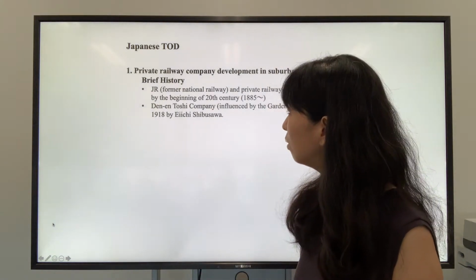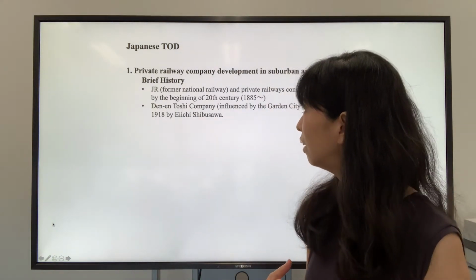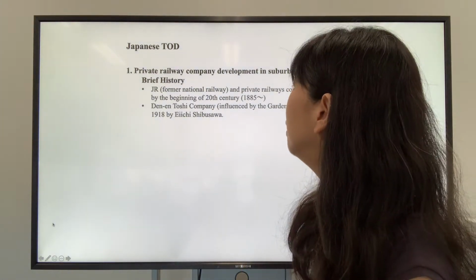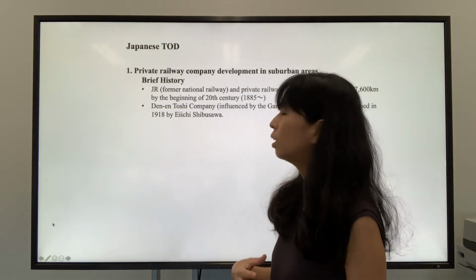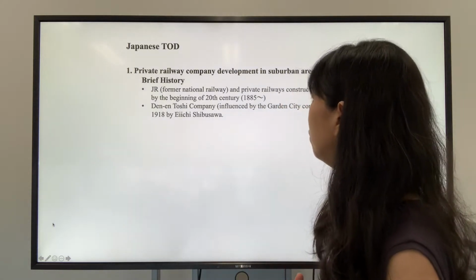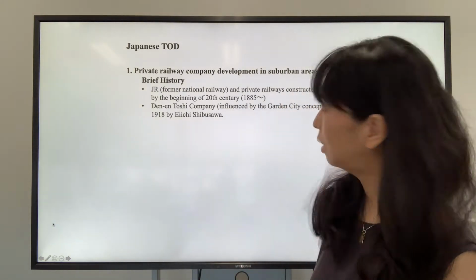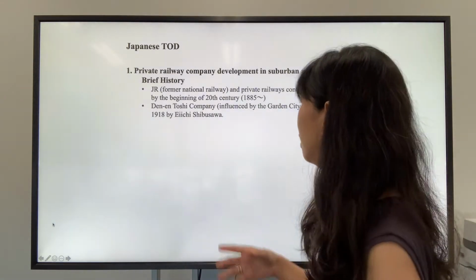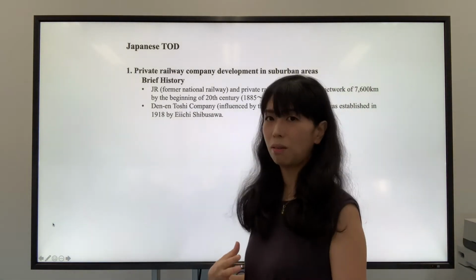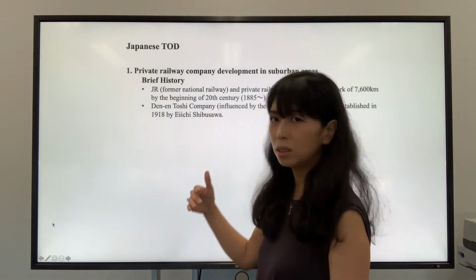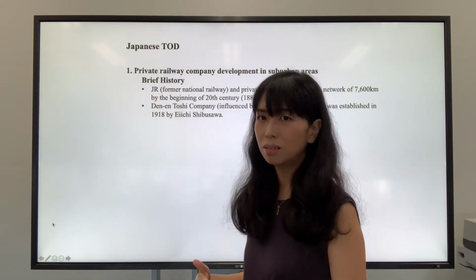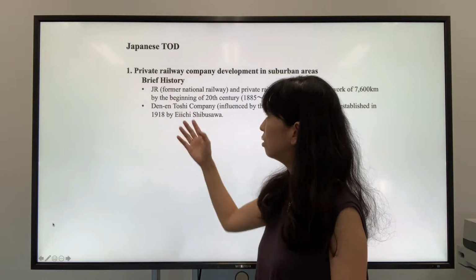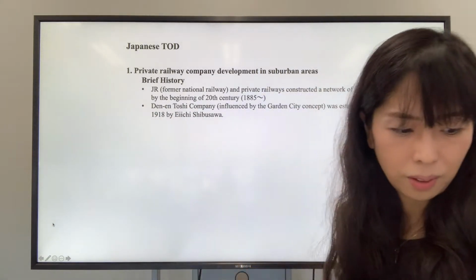And so one of the important events that happened for the case of Tokyo is that this company, Den Toshi Company, which was actually influenced by the Garden City concept, was established in 1918 by someone called Eiji Shibusawa. So this one I'm going to explain a little bit in detail later on. So just please remember this company name, which is Den Toshi Company.